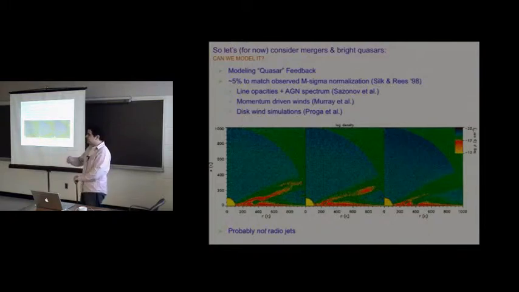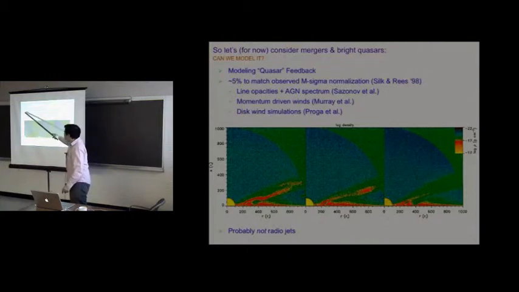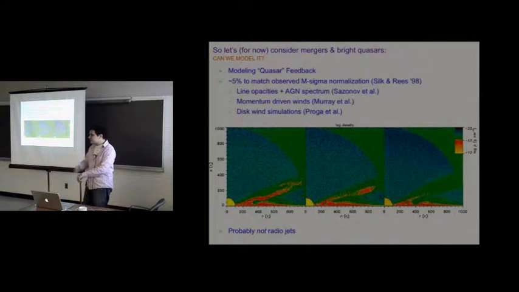So we just say that, say, 5% of the accretion energy, the luminous energy of the black hole, couples to the surrounding gas. And we just do it on the smallest resolution element we can in the simulation, which is comparable to the Bondi radius or so of the black hole.